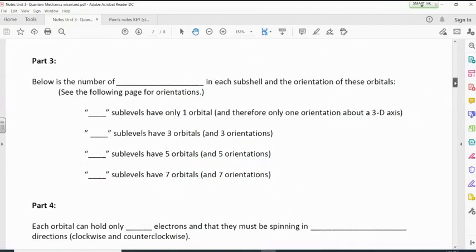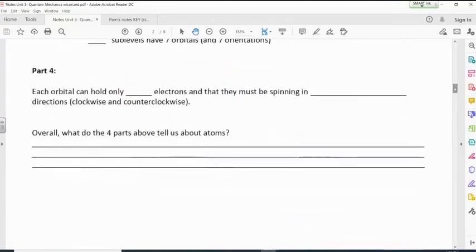Scrolling down to part 4. Each orbital can only hold 2 electrons, and they must be spinning in opposite directions. This is where I tell you how you know how many electrons can actually fit in there, and where they are all going to go in the shapes. Well, each shape I just talked about, so one sphere, can hold 2 electrons.